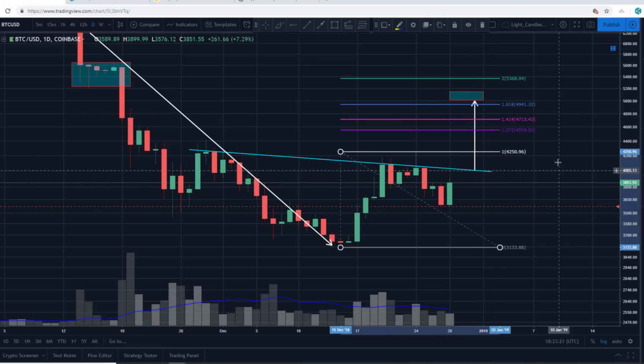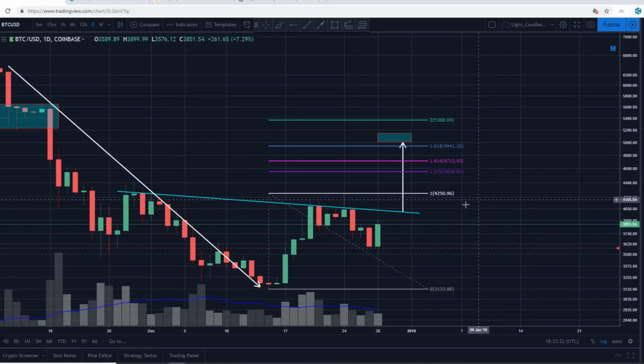And there's a couple of key levels that I look for when I'm doing price targets on fib extensions. Of course, the first one is the 1 level, then 1.272 is very popular, and then 1.618.